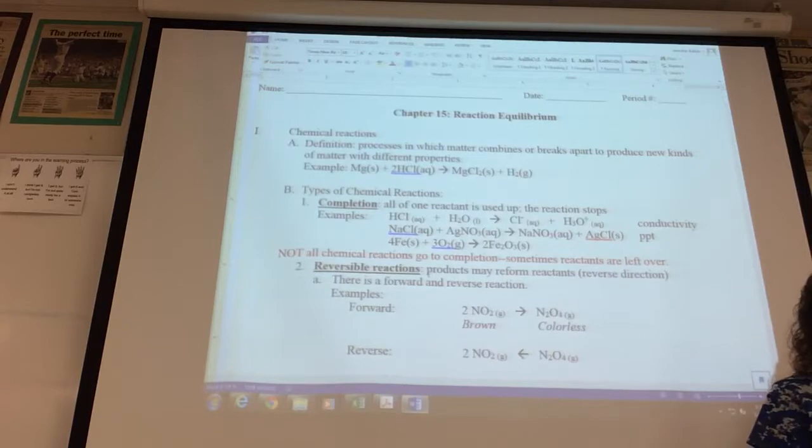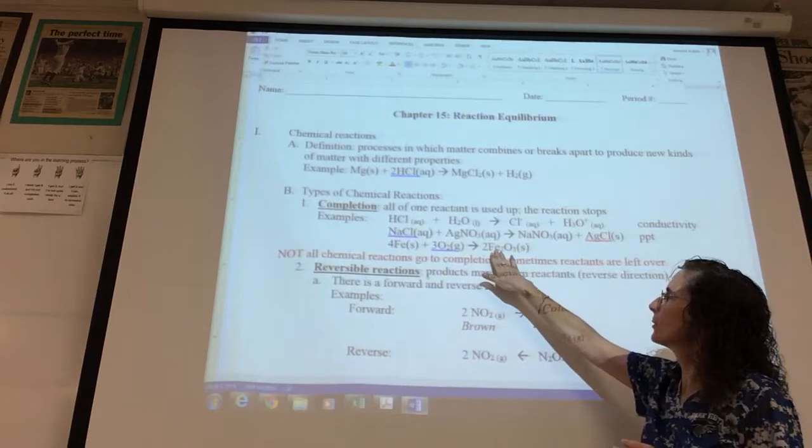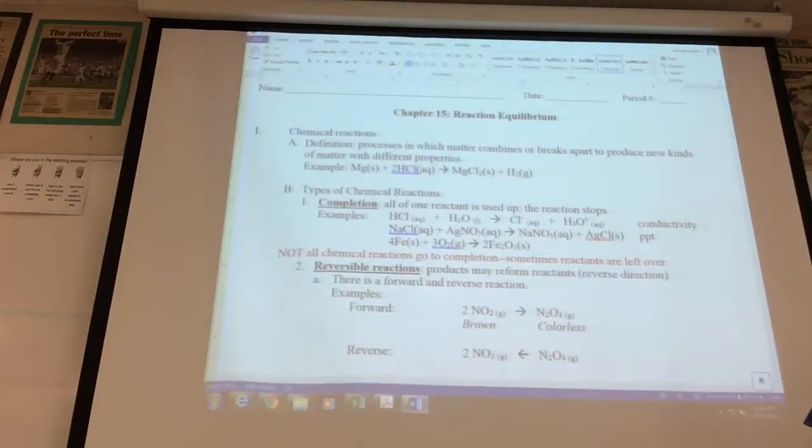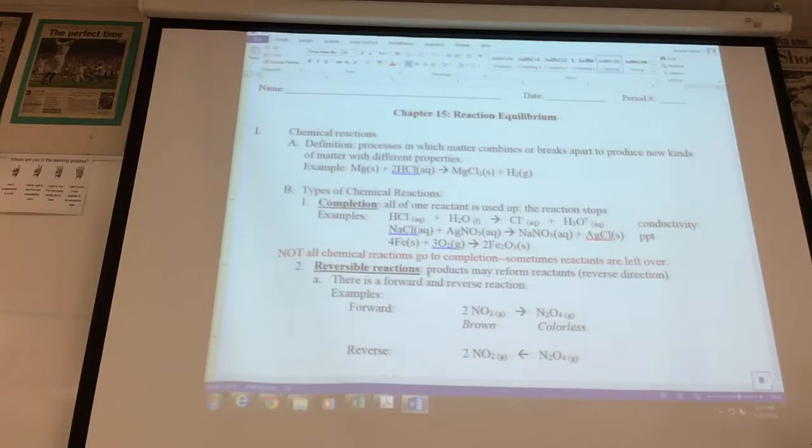Down here, we see a lot of rust on houses from sprinkler systems. We know that iron, when it oxidizes, forms iron trioxide, which is rust. That's a solid. This reaction goes to completion. Chemical equations in which you only have a forward arrow go to completion.